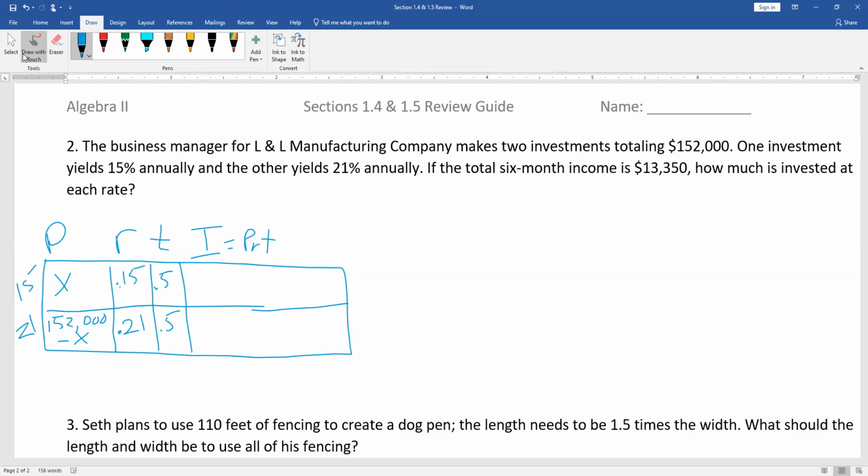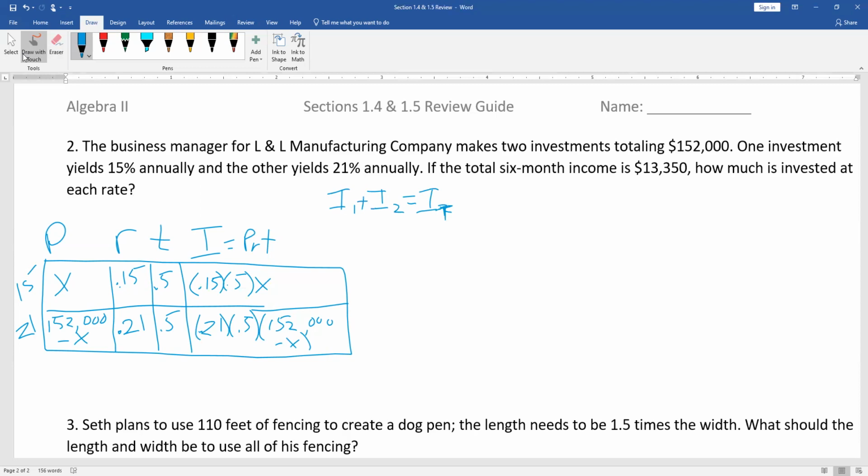So the interest for the 15% account is just 0.15 times 0.5 times X. And then this one is 0.21 times 0.5 times 152,000 minus X. Okay, so in this case, we have the interest of the first account plus the interest accrued in the second account equals our total interest. So that should be a T, not a 2. There we go. Interest total.